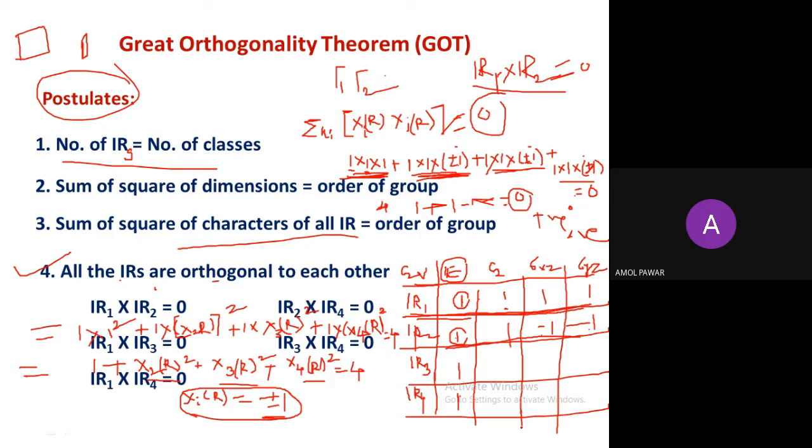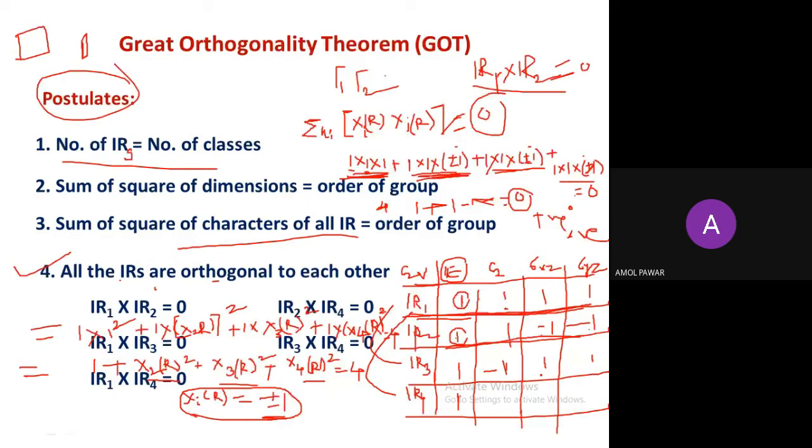Understood? Okay. The same rule is applicable for IR1 into IR3, or IR1 into IR4. So directly I can write here minus 1, minus 1, minus 1, 1, 1.